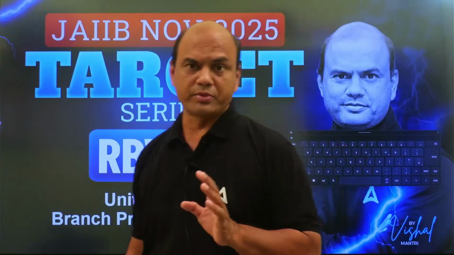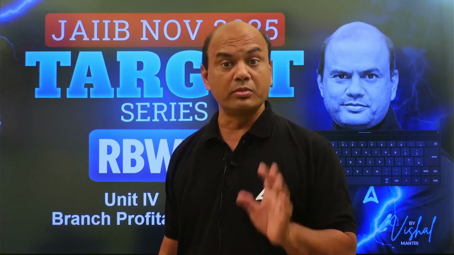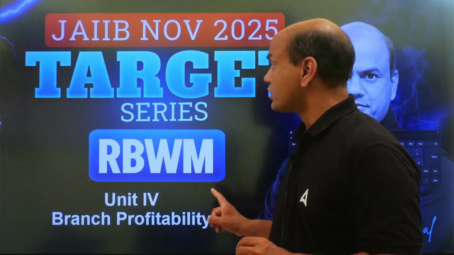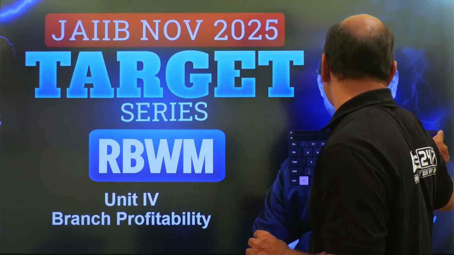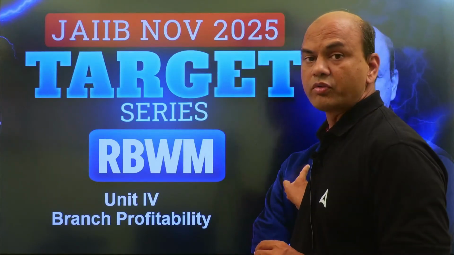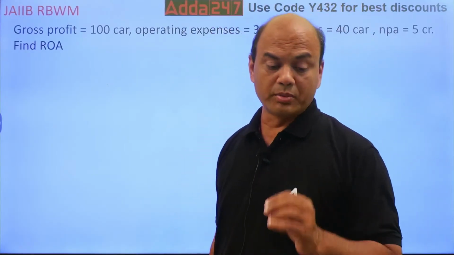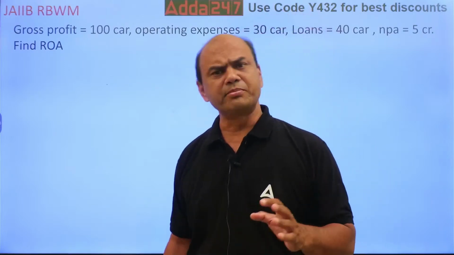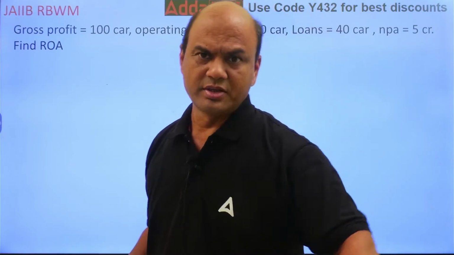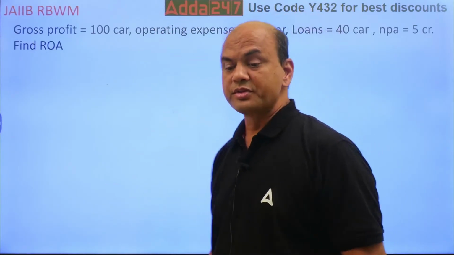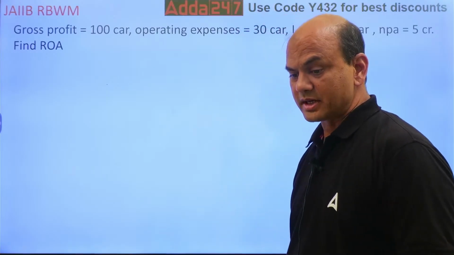Kindly note one important point. There are only 3 to 4 chapters in your RBWM which have numericals, and this one is amongst those. So don't miss even a single lecture on this YouTube series. Also, follow the complete lectures. Today I will be covering one important numerical for branch profitability, plus some other questions related to RBWM. But the main one is this numerical. So, let's start this.